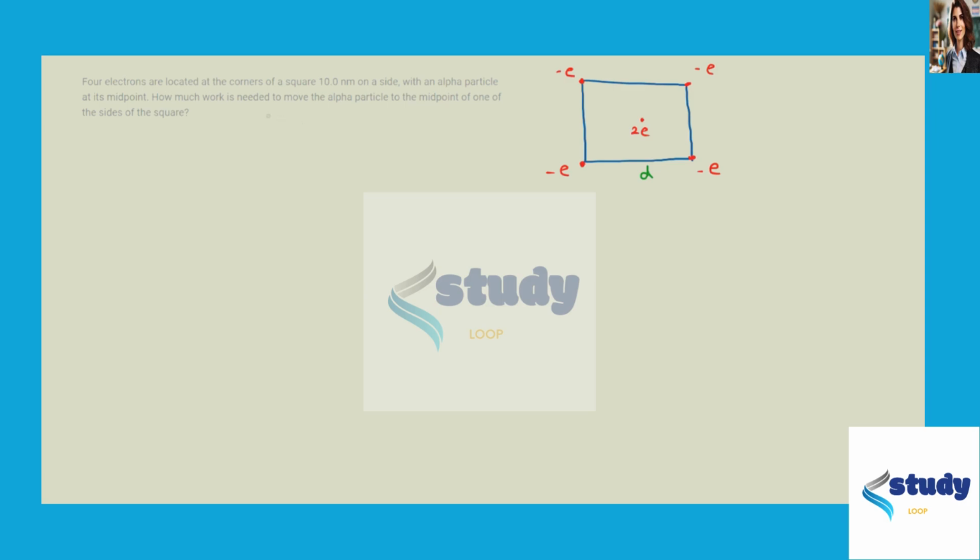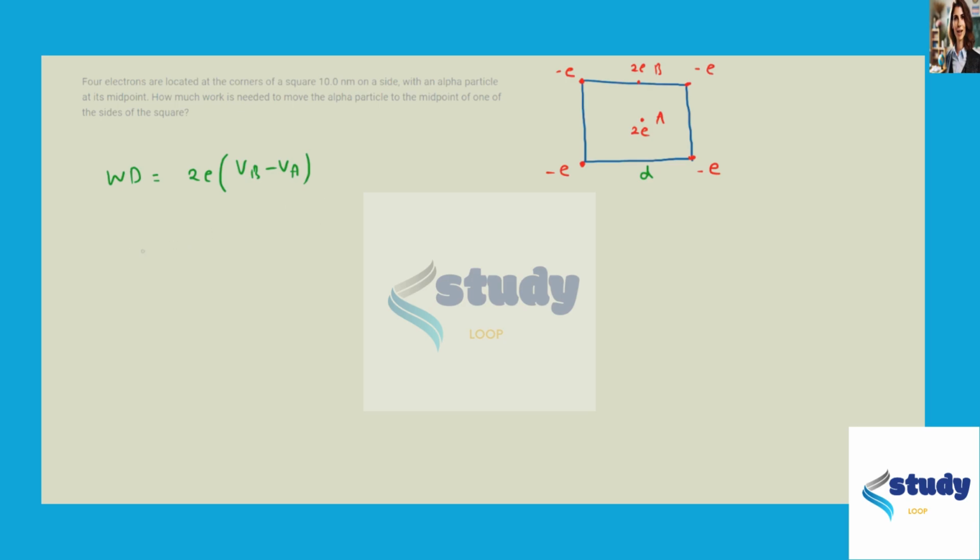We need to find the work to move the alpha particle to the midpoint of one of the sides of the square. So let's say the alpha particle is moved from A to B. So what is the work done? The work done is going to be its charge times the difference of the potential between the two points.